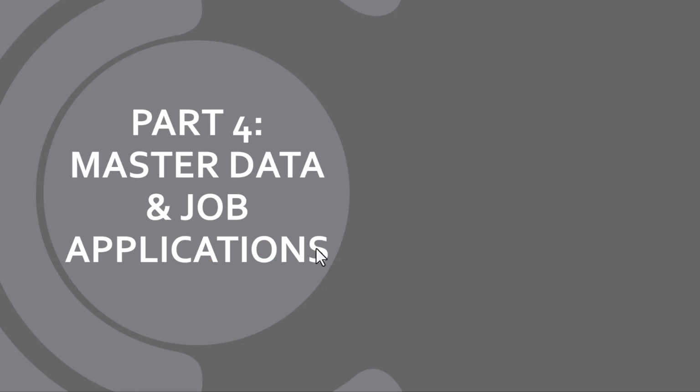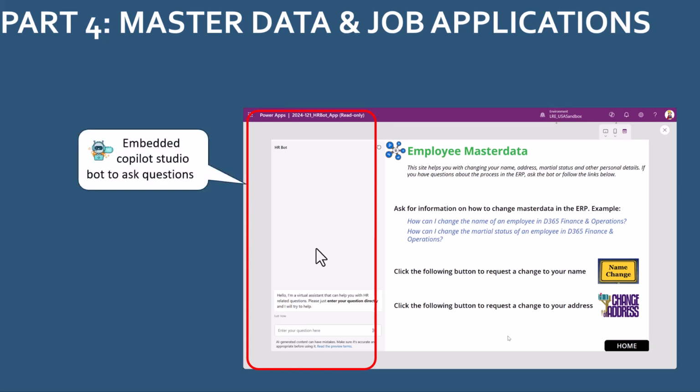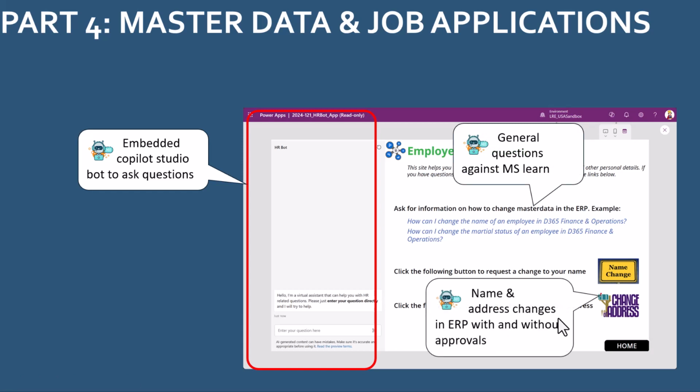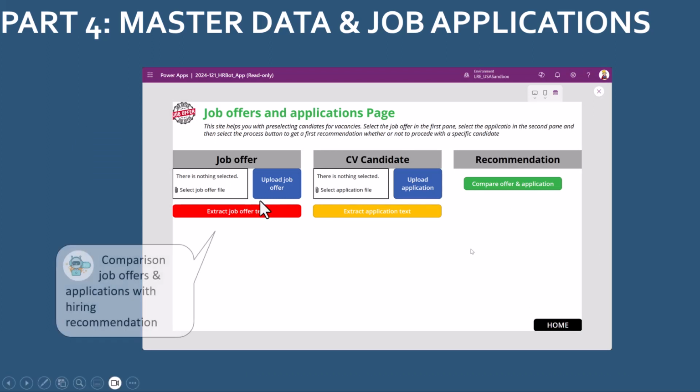So let's get started. Again, to keep it short and simple, I have here my bot as usual. Then on the right hand side, I have here questions that you can ask the bot. And then I have two buttons that navigate to separate sites where you can change the name or the address. Okay, so that's it. And then the second part that we will cover is this part here where a candidate can send his CV and we compare it with the job offer and then get a recommendation.